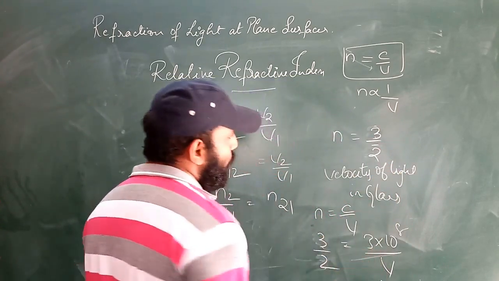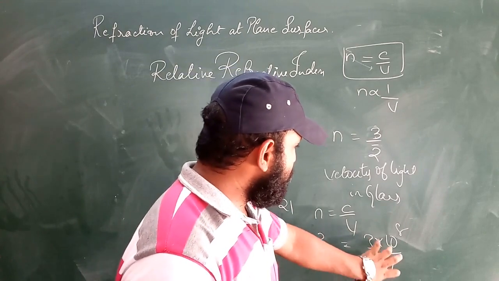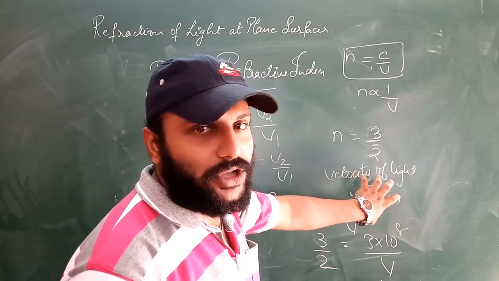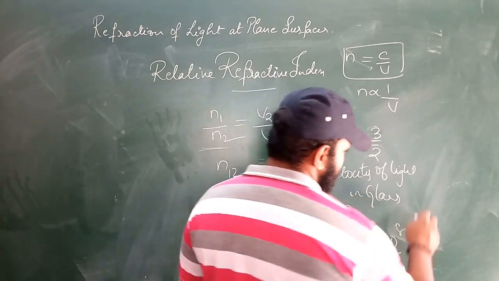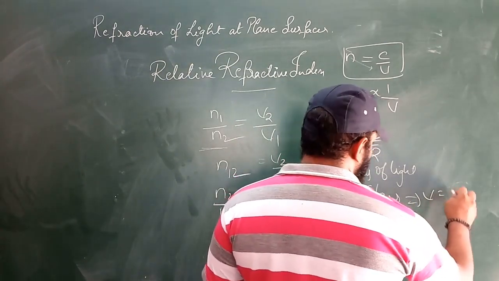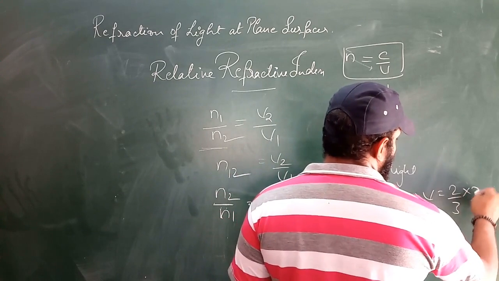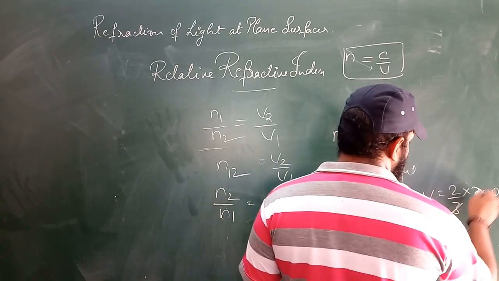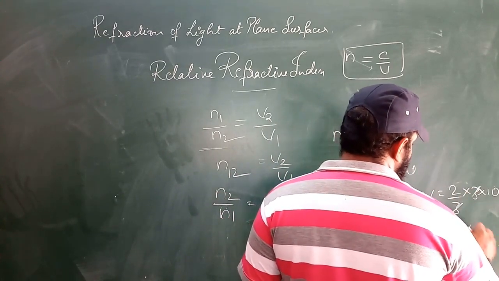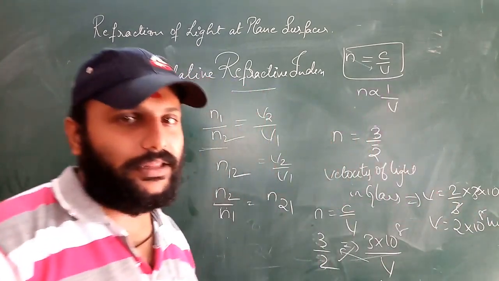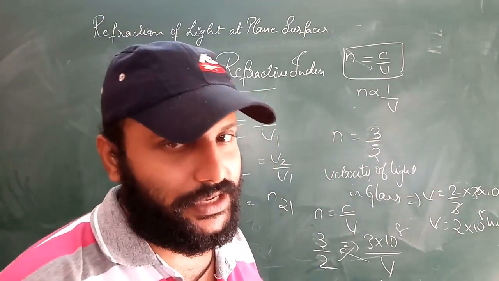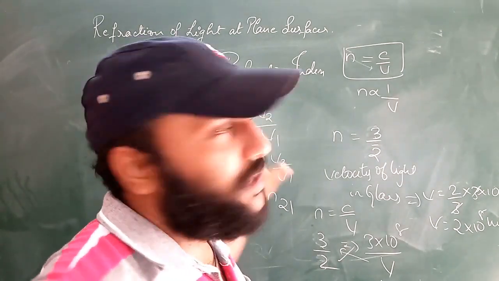Now they are asking to find the velocity of light in the glass. So you just do the cross multiplication method. What will you get? V is equal to 2 by 3 into 3 into 10 to the power of 8. The 3 gets cancelled. V is equal to 2 into 10 to the power of 8 meter per second. In that way we will be calculating the velocity of light for different materials. Understood?